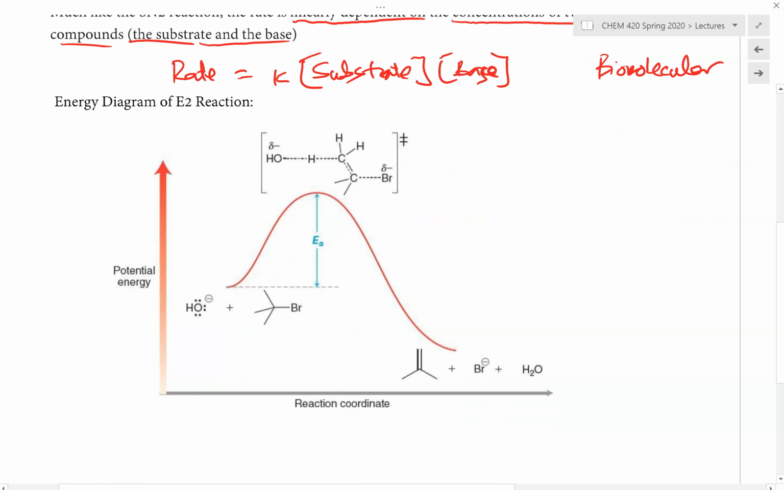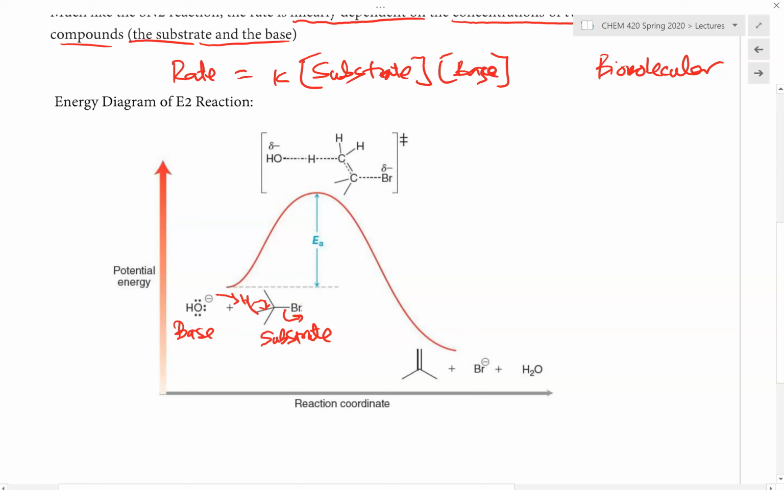And the energy diagram of an E2 reaction is as follows. In this case, using this as an example, hydroxide is serving as a base, and this is our substrate. In the transition state, the base comes in to pick up one of these hydrogens, breaking this bond and donating electrons in here to form this double bond. And now the bond between the carbon and the leaving group, in this case bromine, is being broken.